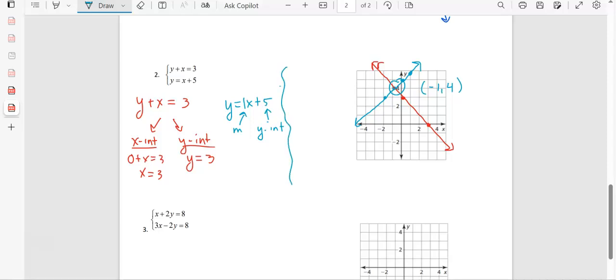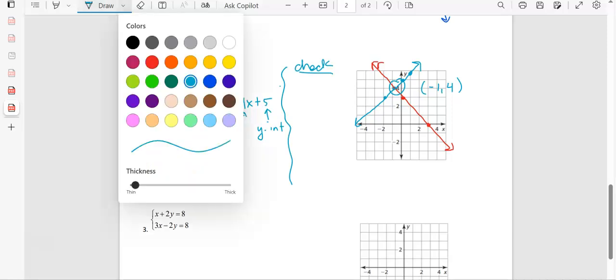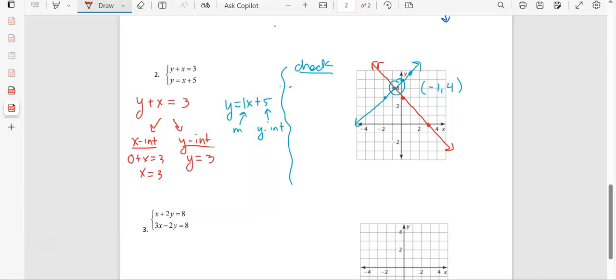So let's do a check. Does (-1, 4) solve the first equation? So is 4 plus -1 equal to 3? Yes, it is. Again, I'm just using the colors to differentiate what's happening here. And then for my second equation, does 4 equal -1 plus 5? It does. So there's always a way that I can check my answer. Why don't you go ahead and try the third one on your own and then come back and watch the video.